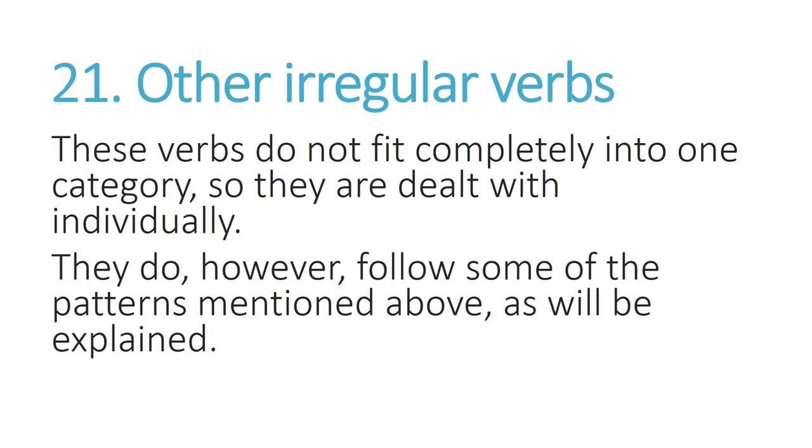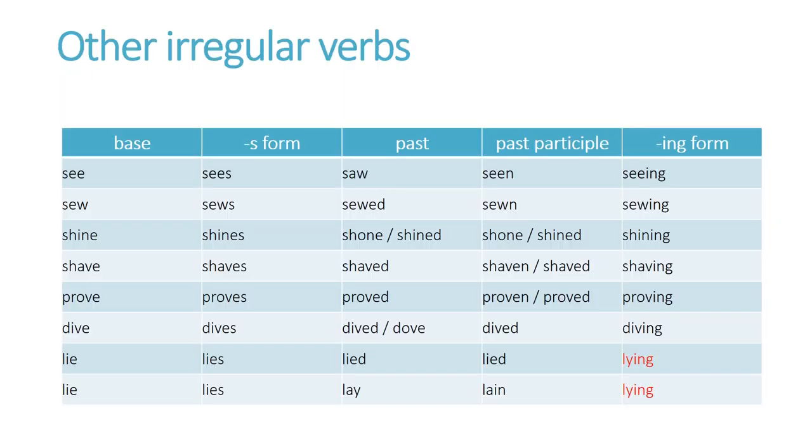Let's look at these on a case-by-case basis. All right, first, the verb see. Notice the sound shift: see, saw, seen. And the past participle takes on an en ending, like some of the ones that we've seen before.